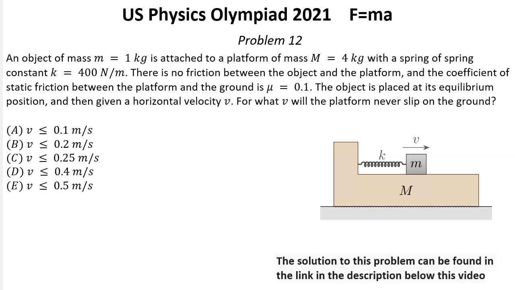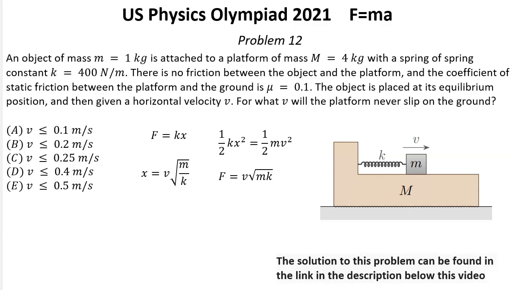Solution for problem number 12. First, let's count what is the force acting on the platform. That will be kx, where x is displacement. This displacement could be found from energy conservation. So we have 1/2 kx squared equal 1/2 mv squared. From here we can find what is x. That will be v multiplied by square root of m over k, and the force acting from the spring on the platform equal v multiplied by square root of mk.